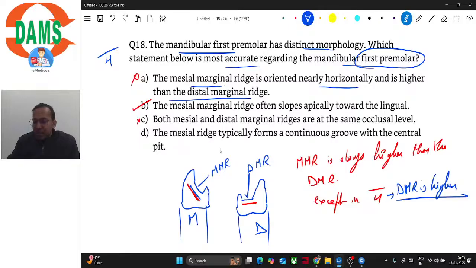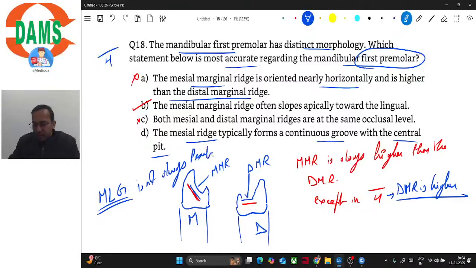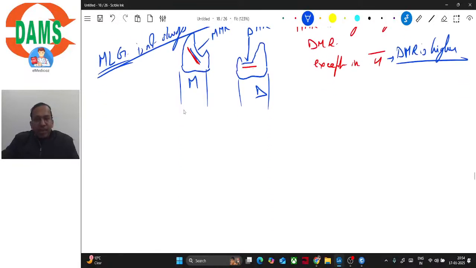Option D, the mesial ridge typically forms a continuous groove with the central pit. So it does not form a groove with the central pit, right? There may be a mesiolingual groove present on the mesial marginal ridge, but it is not always present. So the mesiolingual groove is not always present, isn't it? So even option D is incorrect. So the correct answer is option B, that is mesial marginal ridge often slopes apically, right?